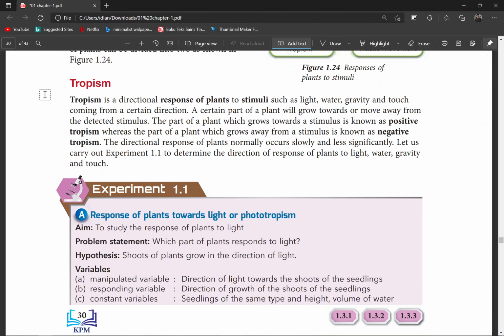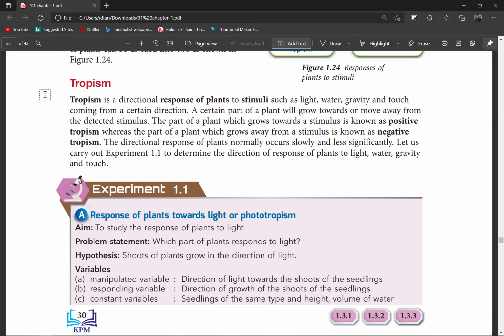Okay, tropism is a directional response of a plant to stimuli. There is positive tropism and negative tropism. Positive tropism is when a part of a plant grows toward a stimulus.